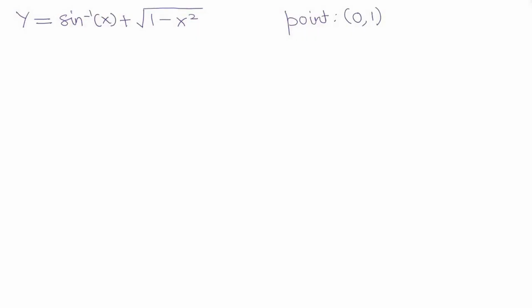In this problem, we have to find the arc length for the curve y equal to sine inverse x plus under root 1 minus x square with starting point 0, 1. So first we will differentiate y with respect to x.